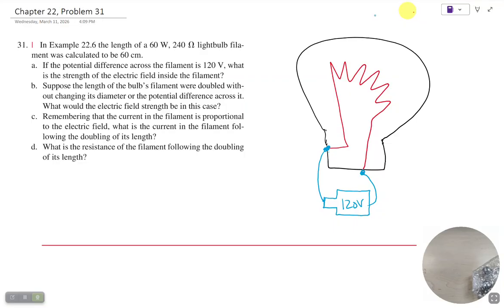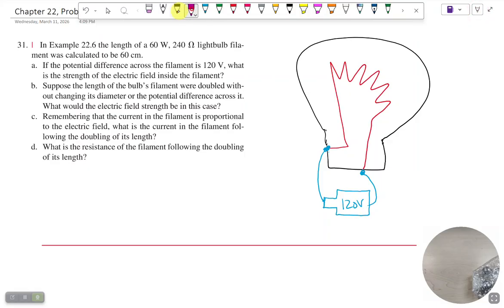So this is from chapter 22, problem 31. And yeah, here we go. Basically, it says in example 22.6, you can go back and look at the example if you want to, the length of a 60-watt, 240 ohm light bulb filament was calculated to be 60 centimeters. If the potential difference across the filament is 120 volts, what is the strength of the electric field inside the filament?